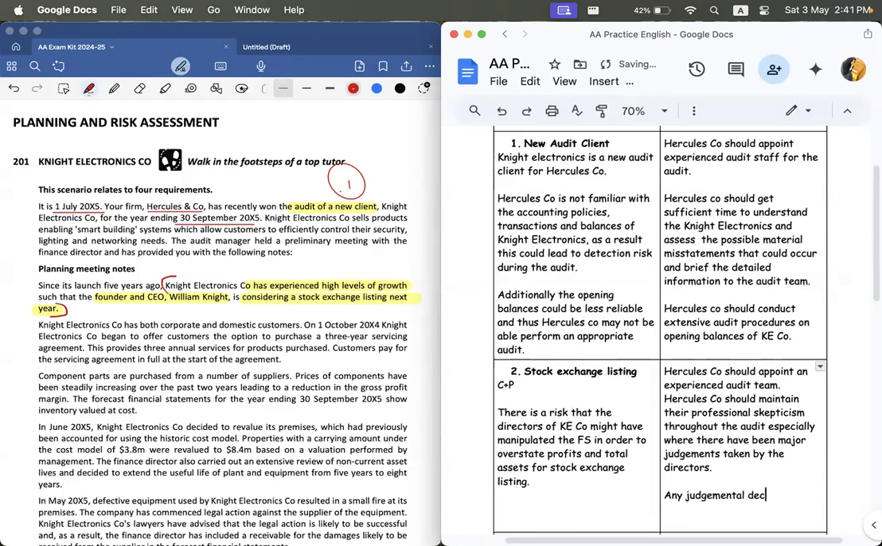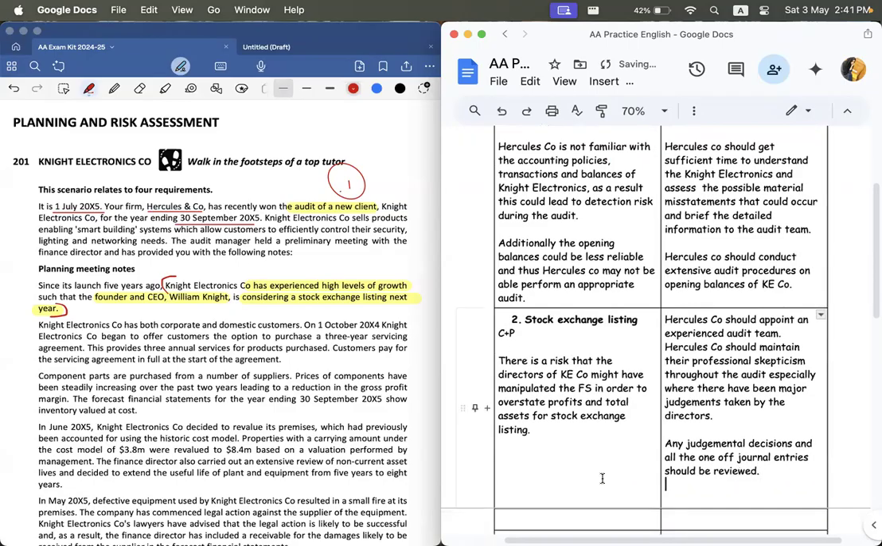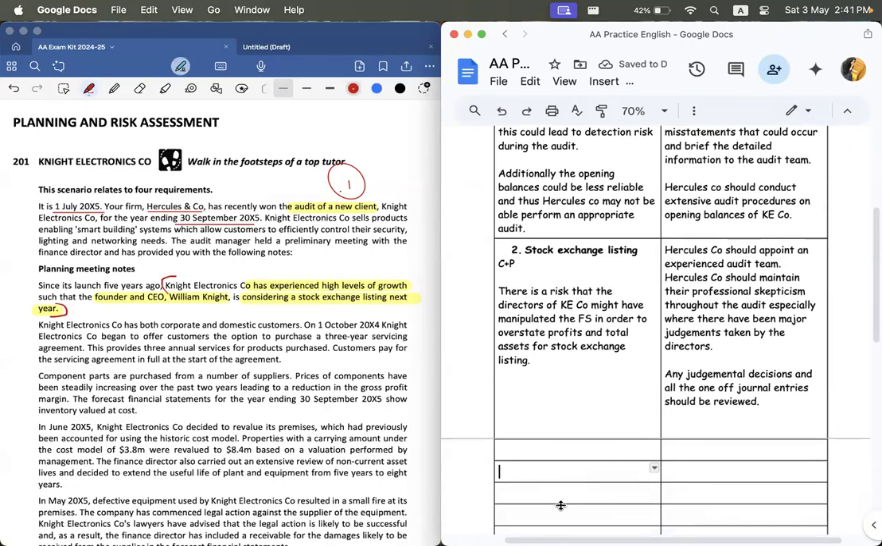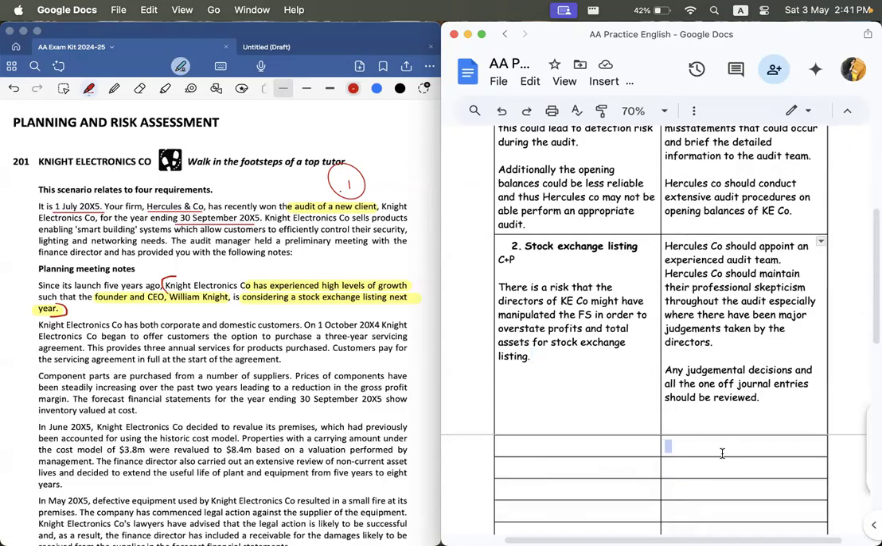So any judgmental decisions and all the one-off journal entries should be reviewed. Now, in the exam, make sure you write the essay questions very carefully and then come back to the MCQs. Clear?